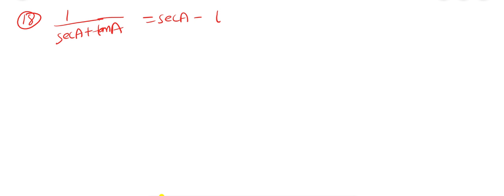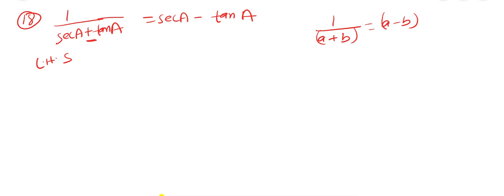So question number 18 is here. Question number 18: 1 by sec A plus tan A, and sec A minus tan A. So LHS I will start here. See here, sec A plus tan A, this is one kind of problem. They will give a problem like 1 by A plus B and here A minus B. Then directly you multiply above and below with the just opposite sign, whatever sign they give here.